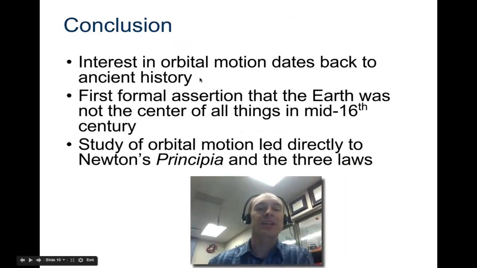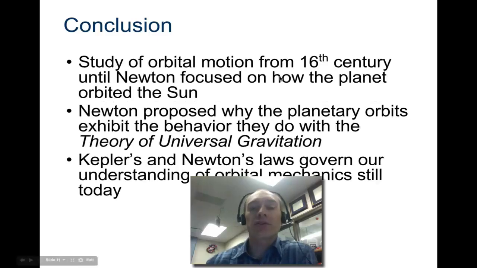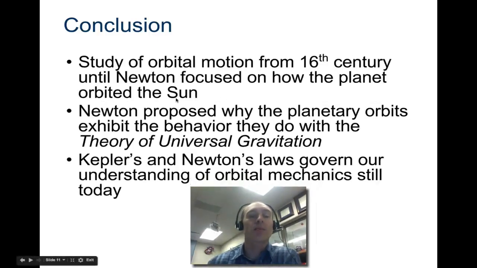So in conclusion, there was an interest in orbital motion going back to ancient history, where we thought that the Earth was the center. The first assertion that it was not was in the mid-16th century. And then all of that led directly to Newton's Principia and the three laws. From the 16th century until Newton, the study of orbital motion focused on how planets orbited the sun, then he proposed that the planets orbit the way they do because of the theory of universal gravitation. And at the moment, Kepler's and Newton's laws still govern what we understand about orbital mechanics. So you are going to learn more again about Kepler's laws coming up.